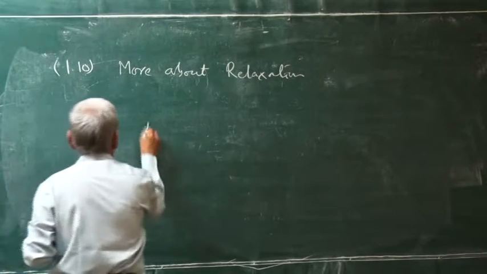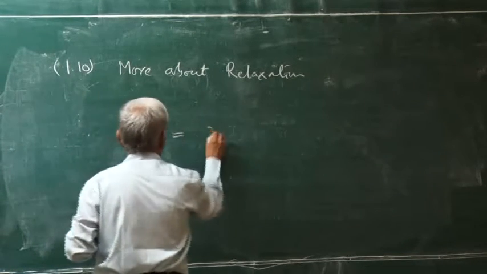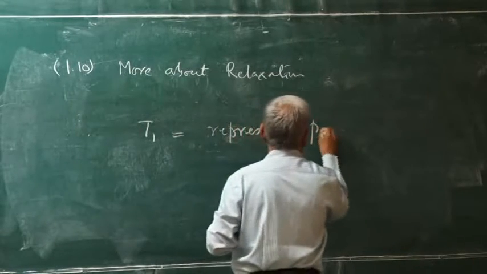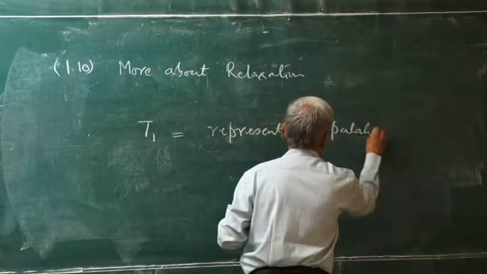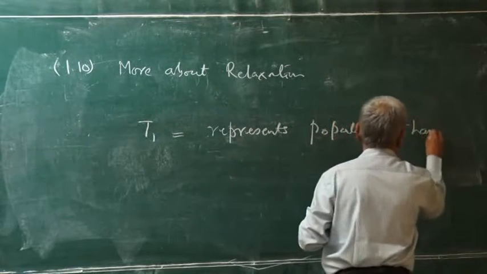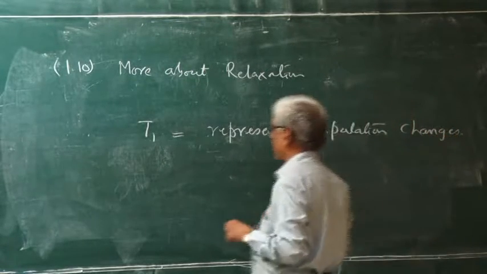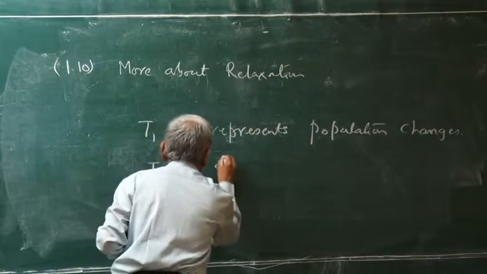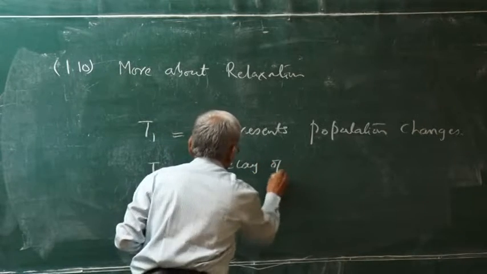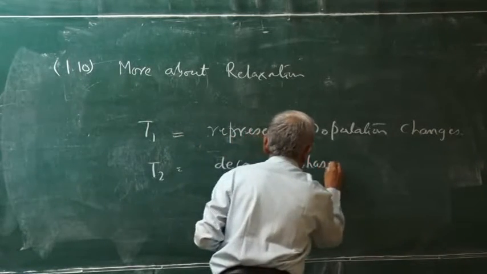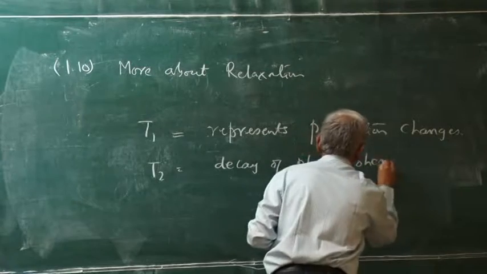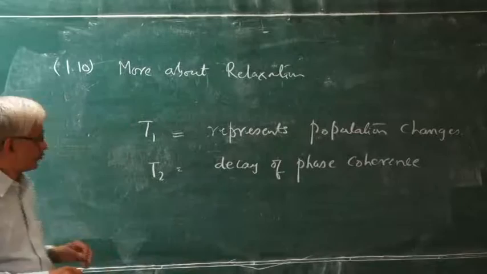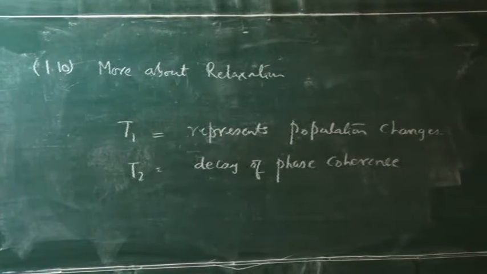Let's write here, T1 represents population changes and T2 represents decay of phase coherence among the spins.